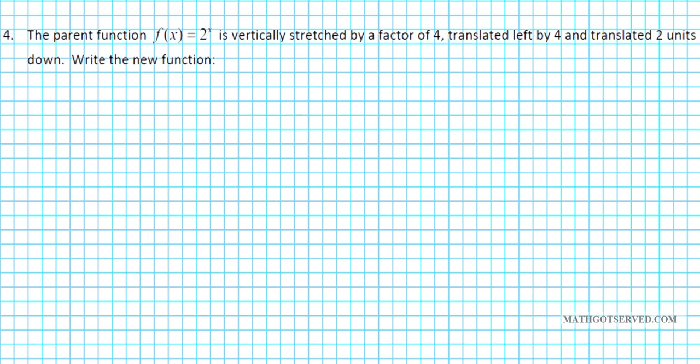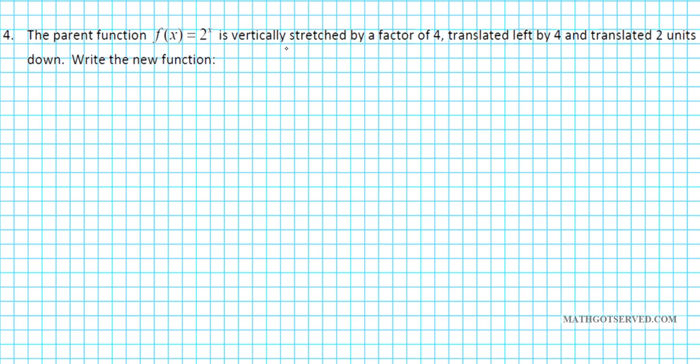All right, let's take a look at question number 4. It reads, the parent function f of x equals 2 to the x is vertically stretched by a factor of 4, translated left by 4, and translated 2 units down. Write the new function. All right, so let's take a look at the transformations one by one.